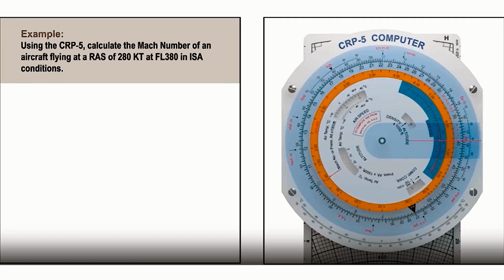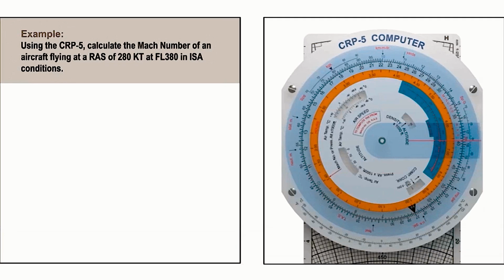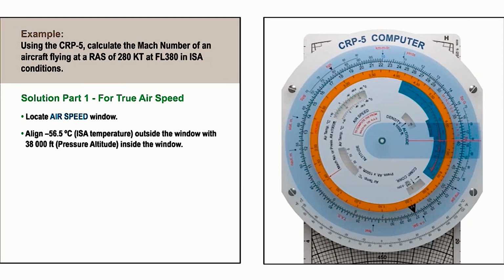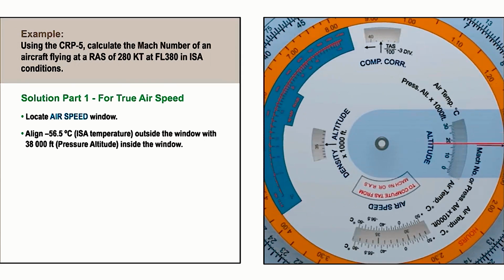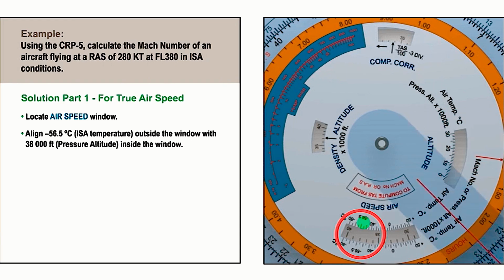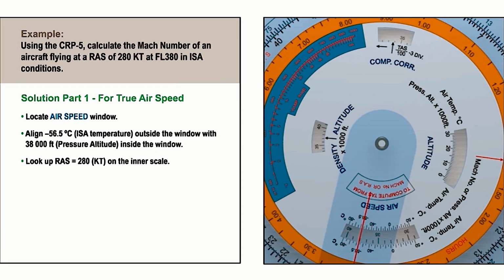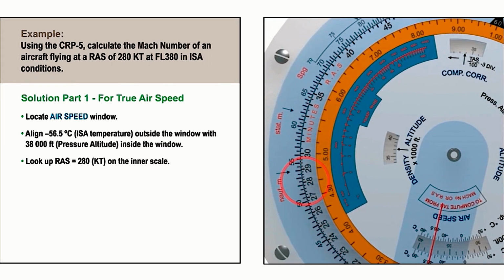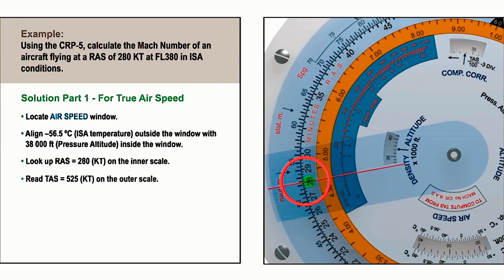In this example, we have to calculate the Mach number of an aircraft flying at a rectified airspeed of 280 knots at flight level 380 in ISA conditions. We do this in two stages. Firstly, solving for true airspeed. In the airspeed window, we align the ISA temperature of minus 56.5 degrees centigrade with the pressure altitude of 38,000 feet. Then we look up the rectified airspeed of 280 knots on the inner scale and read off the true airspeed of 525 knots on the outer scale.